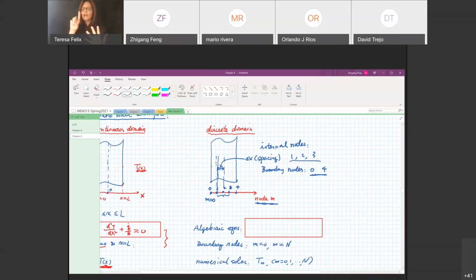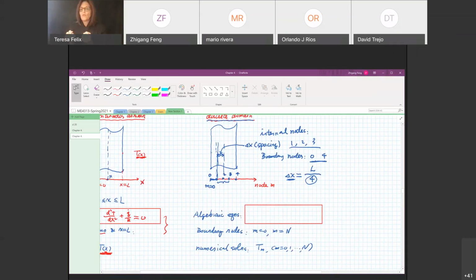Okay, and delta x will be equal to the thickness of the wall divided by how many elements you have divided it into. In this case, we have 4 elements, so the spacing delta x will be L divided by 4. So each will be a quarter of the thickness L, right? This is pretty straightforward. That's how we introduce a discrete domain. And if you change the number of elements, then you will change the spacing delta x. Okay. So this is a discrete domain.